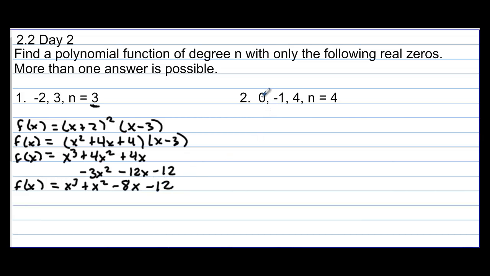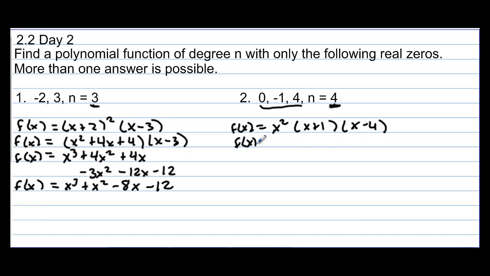In the second one, we have 0, -1, and 4 as the zeros. There are 3 zeros, but we need 4 zeros. We need a degree of 4. And the easiest way to get 4 zeros using these 3 is to count the 0 twice. So we have f of x is equal to x squared, there's counting the 0 twice, times x plus 1, and then times x minus 4.